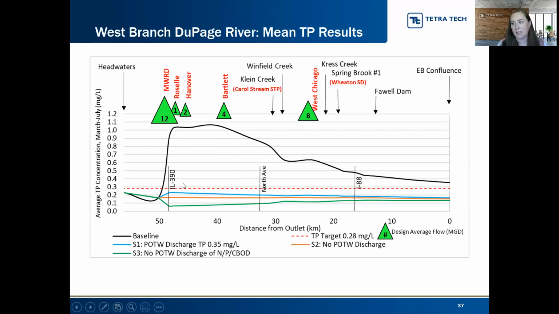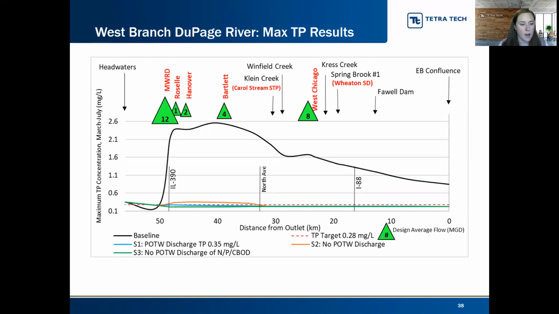protecting those aquatic species. So our main scenario, again, of decreasing the discharging of phosphorus to 0.35, we see that we are able to meet that average in-stream target for that entire period. In this graphic, all of the lines basically overlap each other in a way that's difficult to see, but the maximum concentration for total phosphorus we see is also below that line.